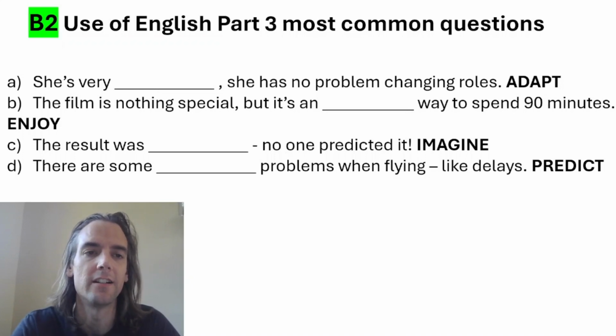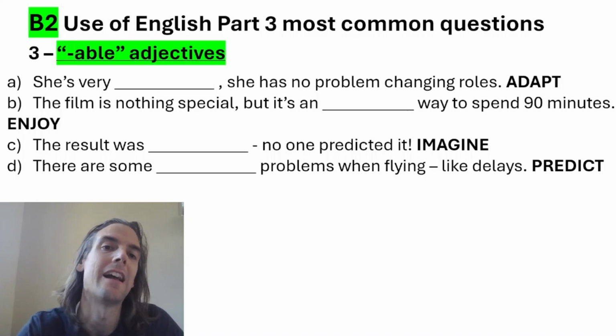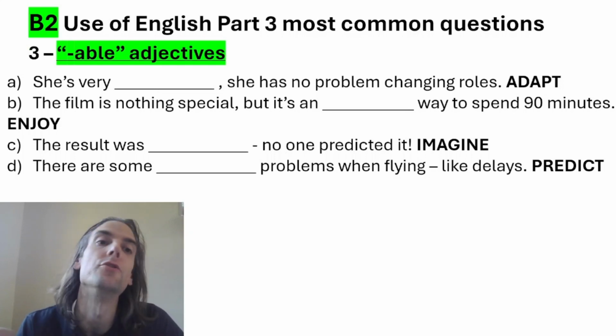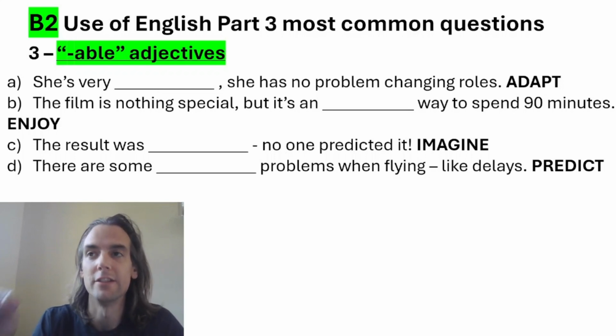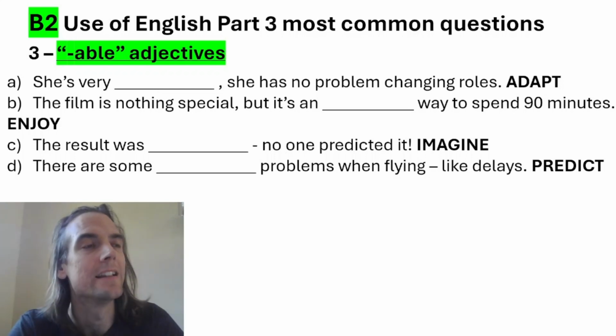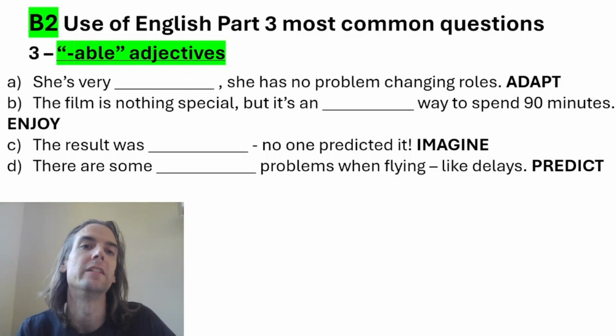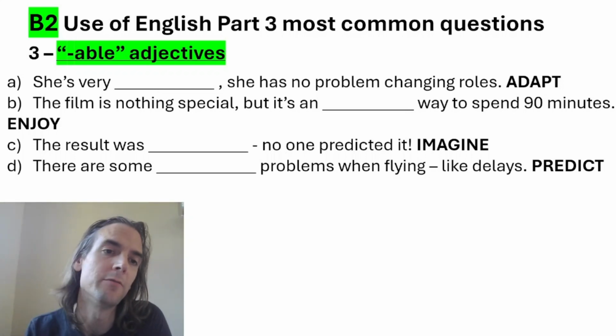Pause the video, try and answer them. What are we testing here? I'm going to tell you because you've done them. We are testing adjectives ending in -able, as in you can do it. You can learn this part of the exam. It is learnable. You can learn it. It is learnable. Common trick for B2 part 3 and C1 part 3.